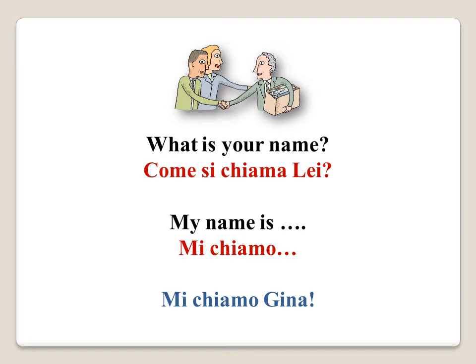As you would surmise, the literal translation of mi chiamo is, I call myself, but we translate it as, my name is. So, if I were asked the question, come si chiama lei? I would respond, mi chiamo Gina.